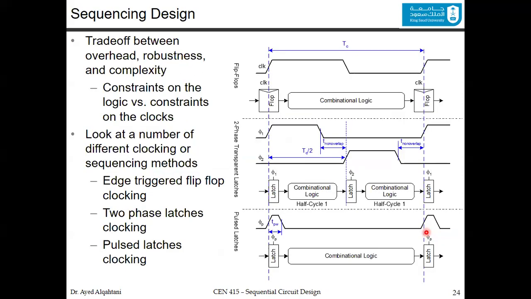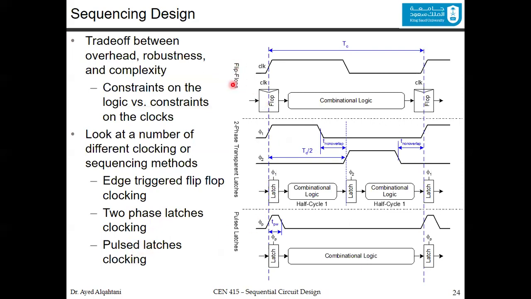In sequencing design, there are trade-offs between overhead, robustness, and complexity, and between constraints on the logic versus constraints on the clock. We will actually study three of the famous clocking methodologies. The first one is the edge-triggered flip-flop clocking. The second is the two-phase latch clocking. And the last one is the pulse latches clocking.